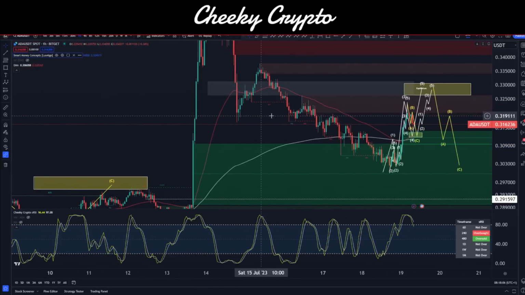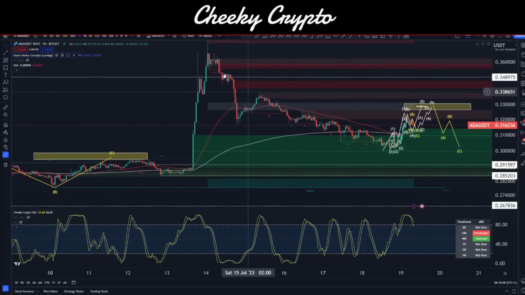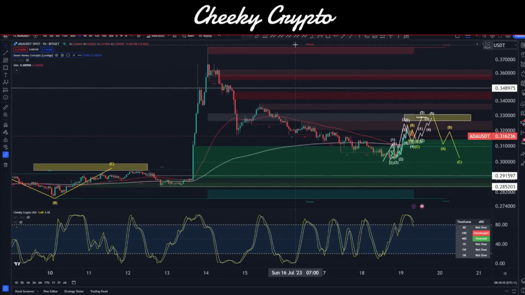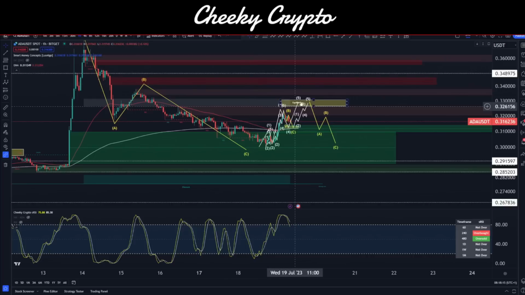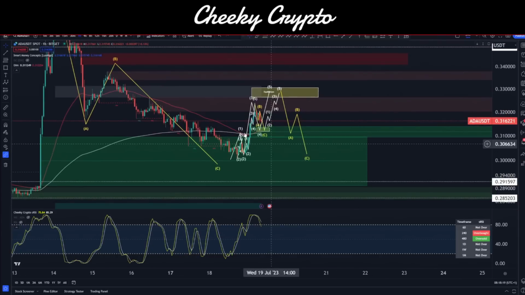Okay, so all in all, this is actually looking pretty good because we do have this corrective pattern moving to the downside that looks pretty complete now. Right, we have that done, and now we're getting the reversal. This is the reversal pattern, looking strong and looking good. So yeah, I think Cardano is back into a strong position, which is good.